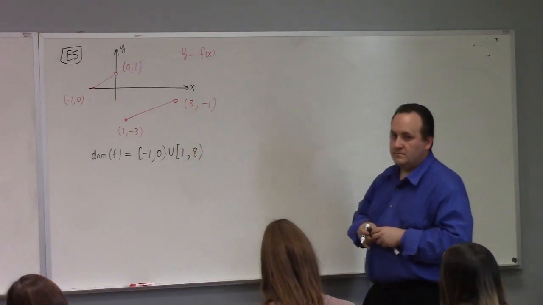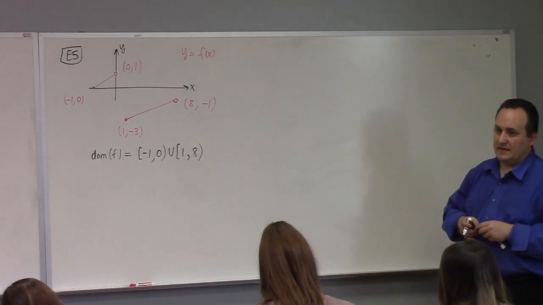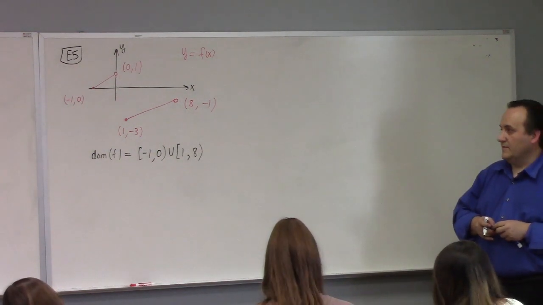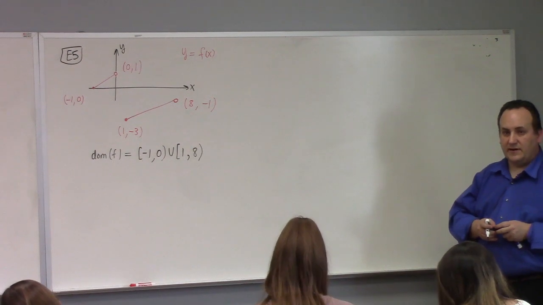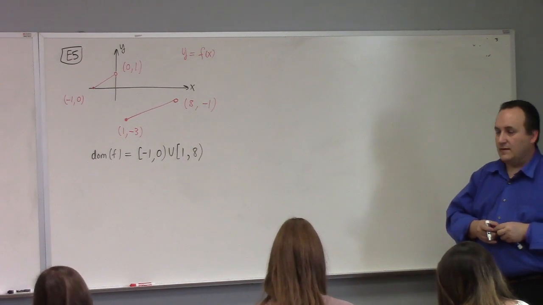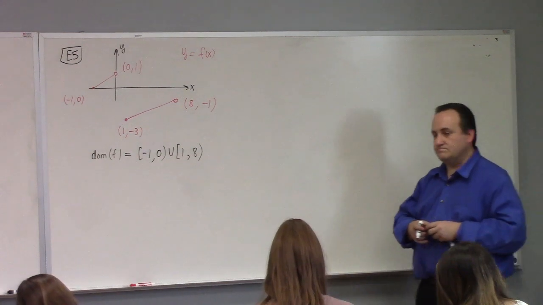Very good. That is correct. That would be the domain here. Those are all the x values that we see on the graph. All right? What's the range here?